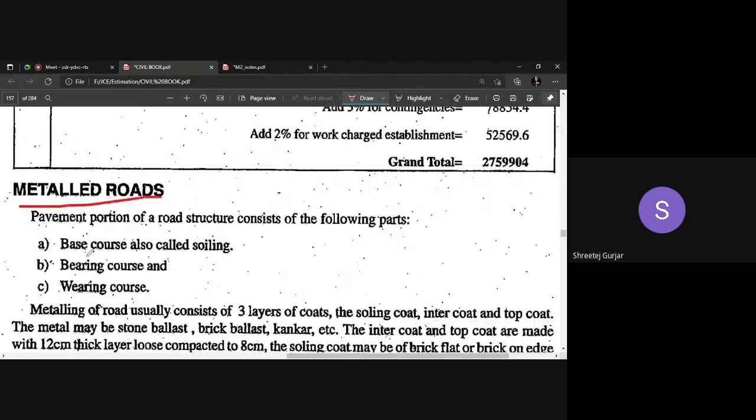So it consists of what? Base course called soling. The bottommost layer is called soling. Then we have the bearing course on top of soling, and then on top of that, the topmost course is called the wearing course, which is under wear and tear. So there is the topmost layer, then the inner layer, and then the bottommost layer called soling.